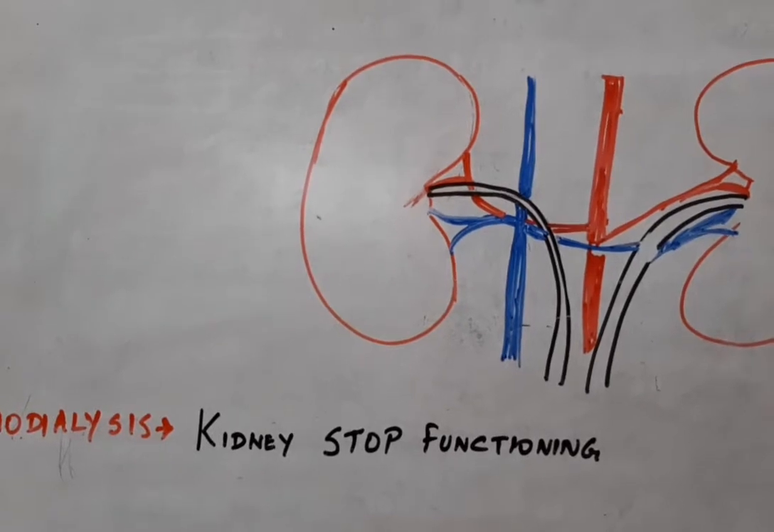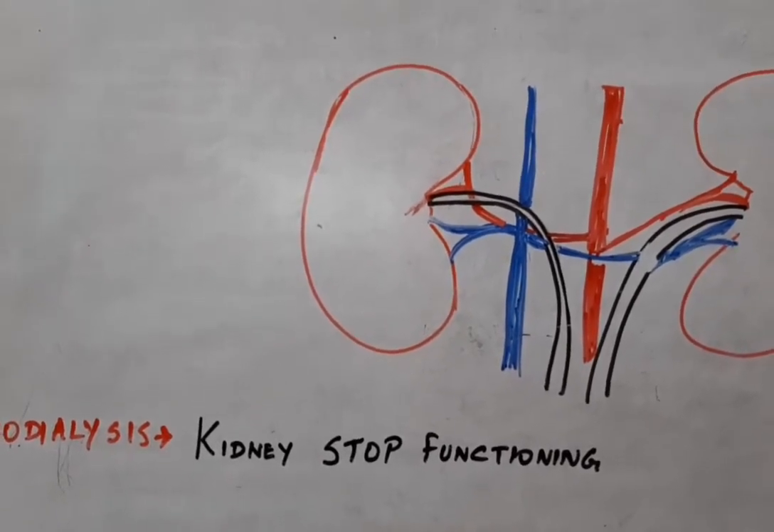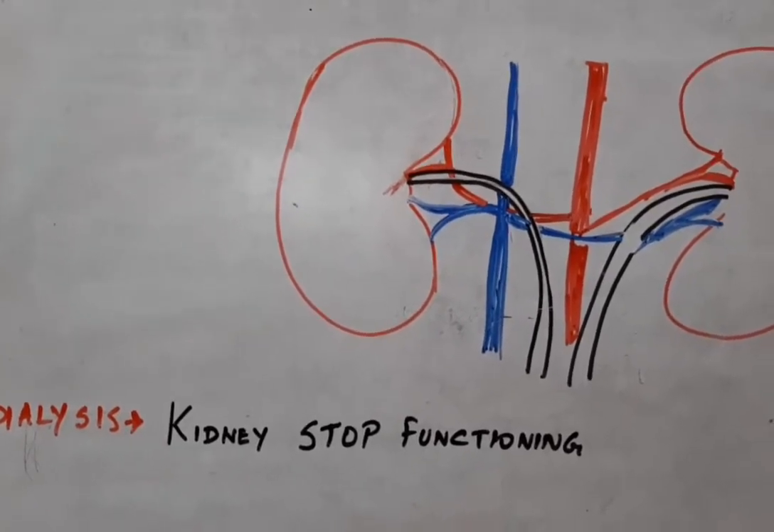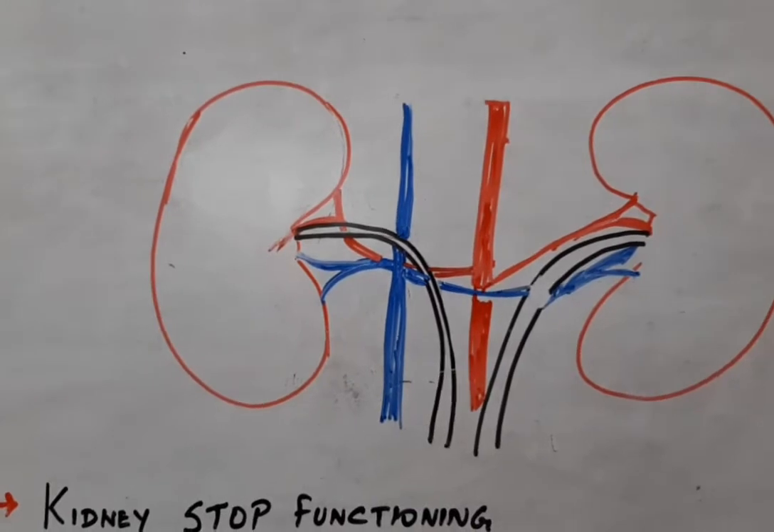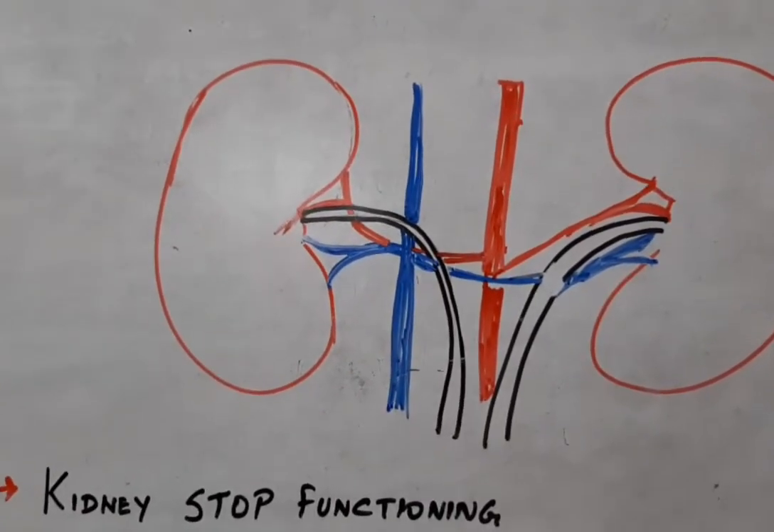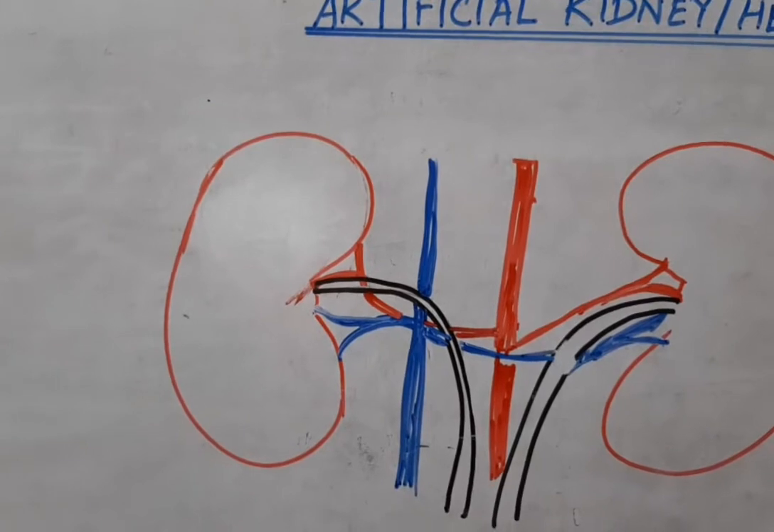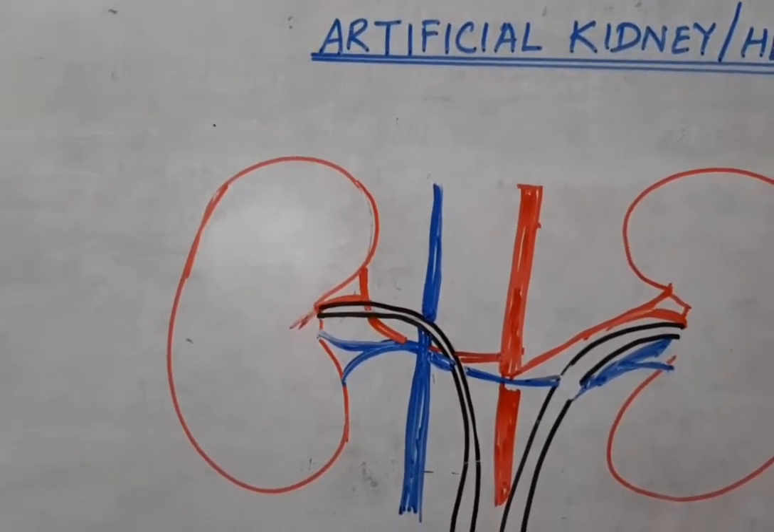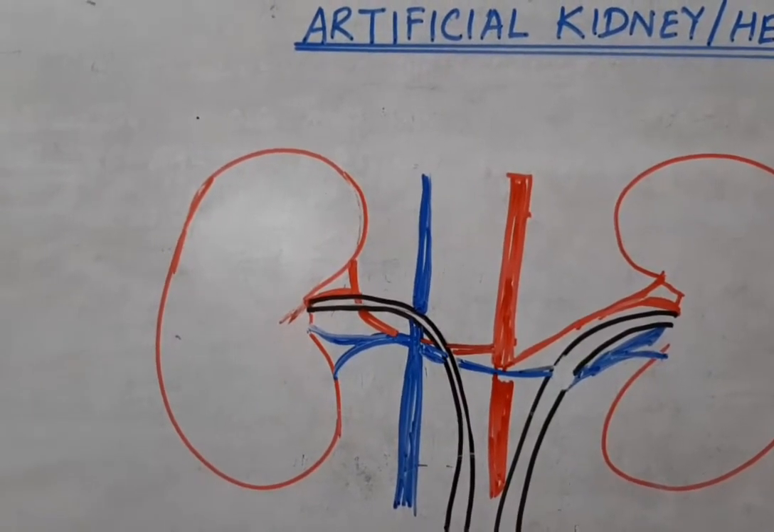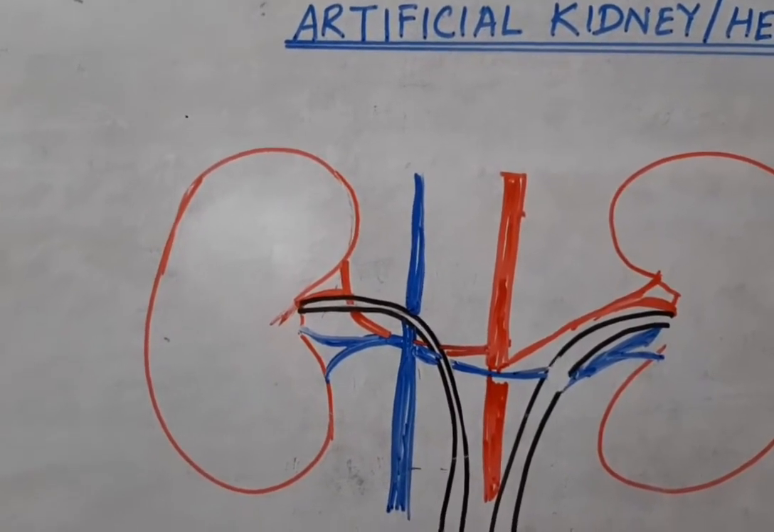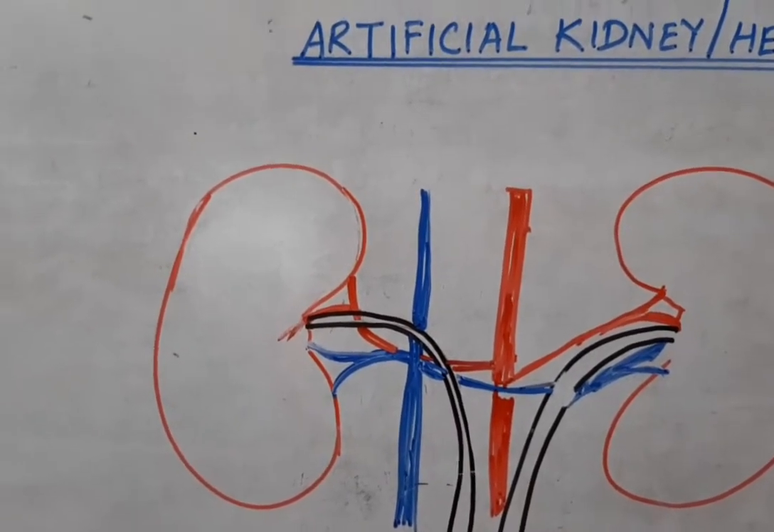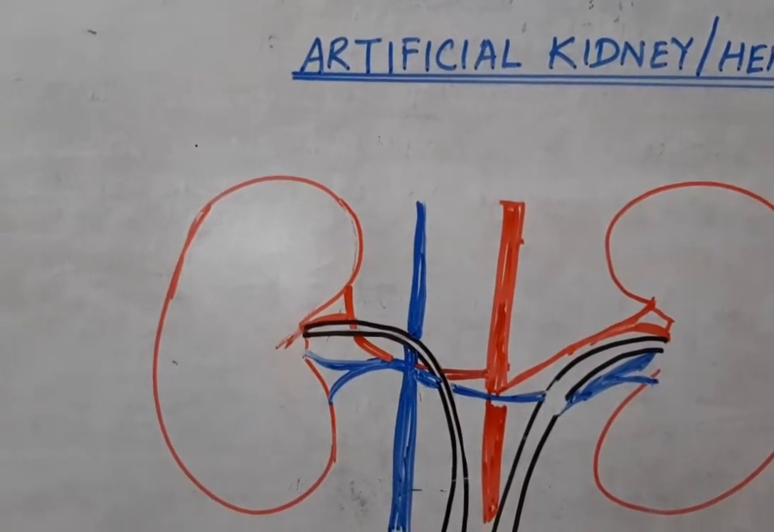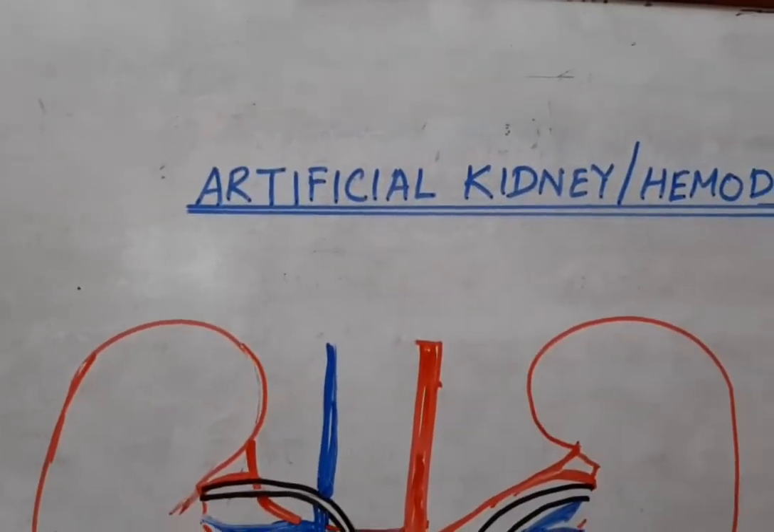Now, let us see when a person knows that his or her kidney has stopped functioning. So, as I told you, let us first know what is hemodialysis. Hemodialysis is a medical procedure to remove the fluid and waste products from the blood and to correct the electrolyte imbalances in the body. It is done by a machine and a dialyzer and referred to as an artificial kidney.